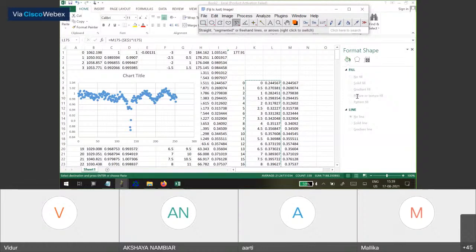Now, what you have to think, just copy paste values and go back to image. Press image.